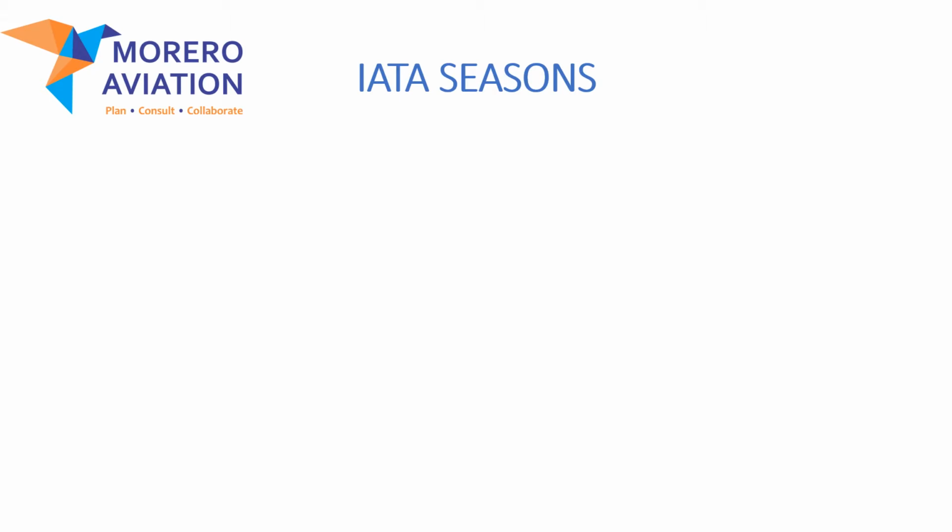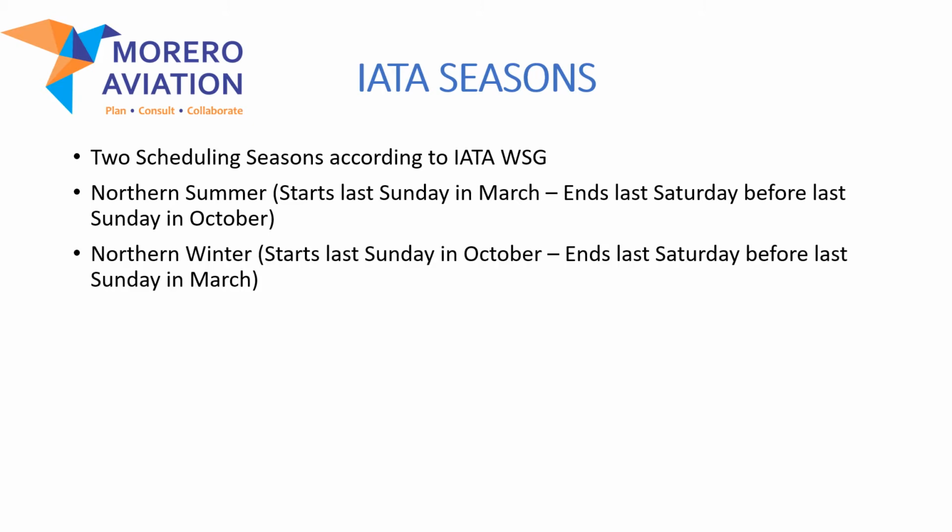Let's start with the seasons. It's important to understand the seasons because the calendar is linked to seasons, the deadlines are linked to seasons as well, and the preparation towards a new season starts months in advance. Now there's two scheduling seasons, a summer and a winter, according to the IATA WSG. And this is for the purpose of planning.